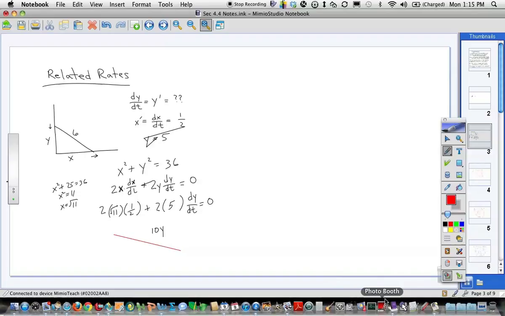So we'd have 10 y prime. Go ahead and write some of this out. The 1/2 would cancel the 2, so this would be negative root 11. So y prime would equal negative root 11 over 10.